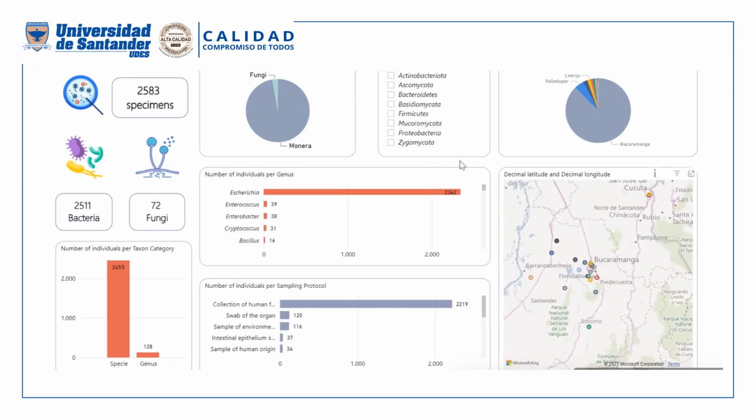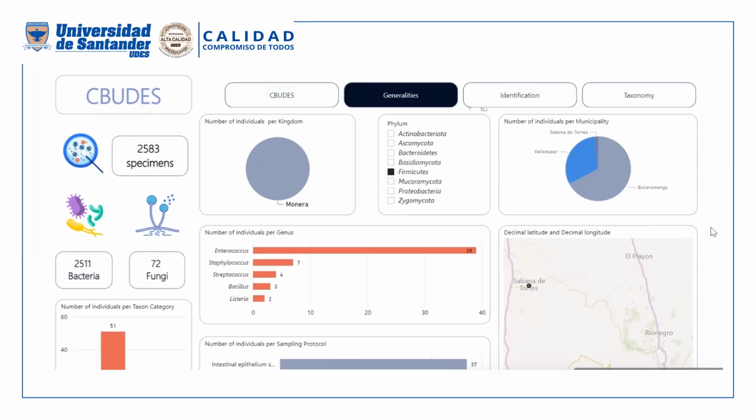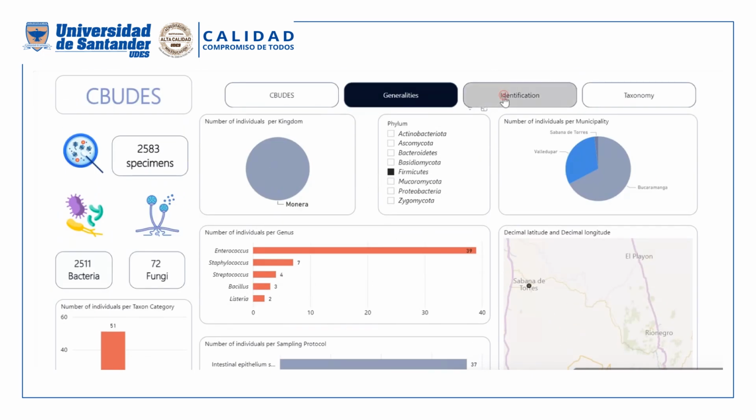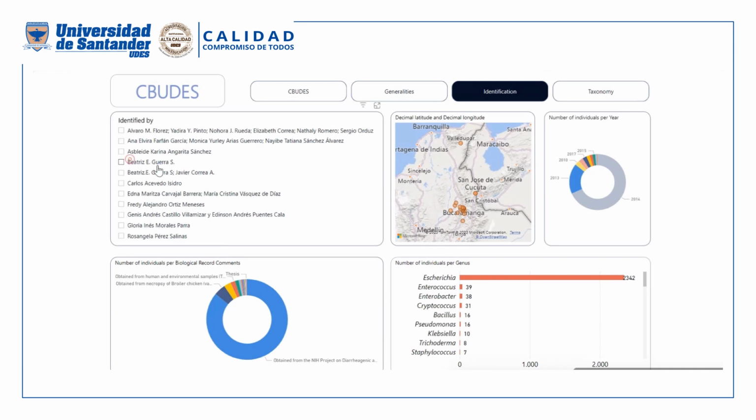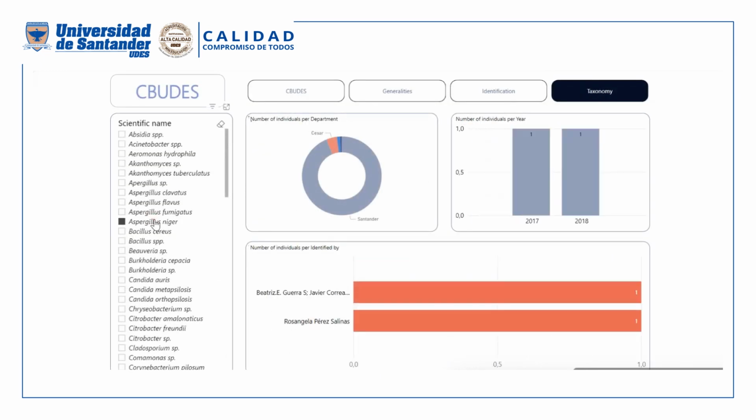According to the information, there are 55 microorganisms belonging to this phylum, with 51 identified to the species level and 4 to the genus level. The majority were isolated in Bucaramanga. The dashboard also displays the genera within this phylum, along with the number of microorganisms they have and the sampling protocol employed.